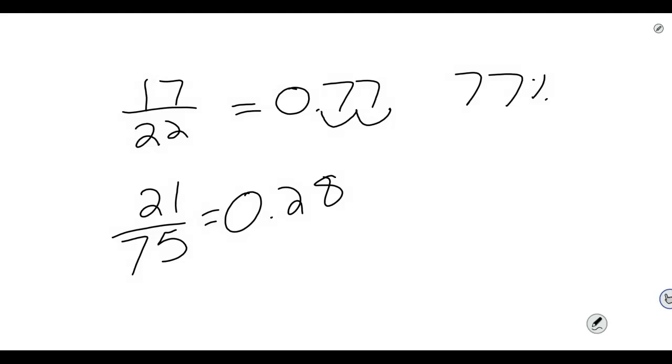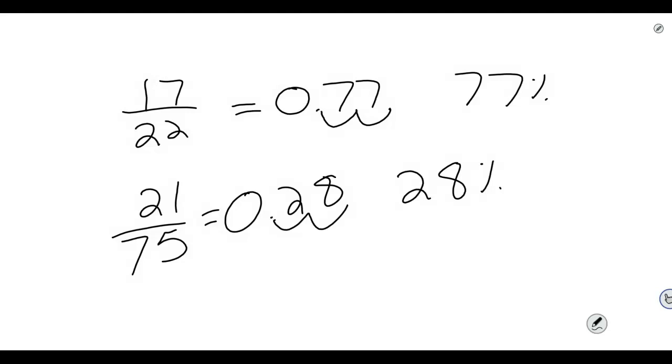Good. You're going to divide and get... Perfect. Then what are you going to do? Good. Swoop the decimal place to the right, which is the same thing as multiplying by 100. So that is 28%. Go back. Does your answer make sense?